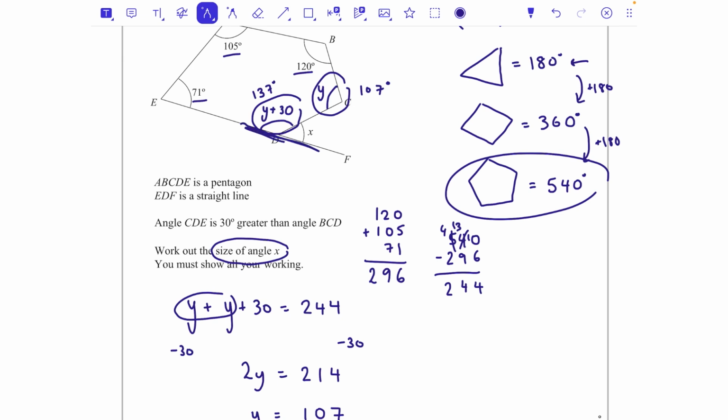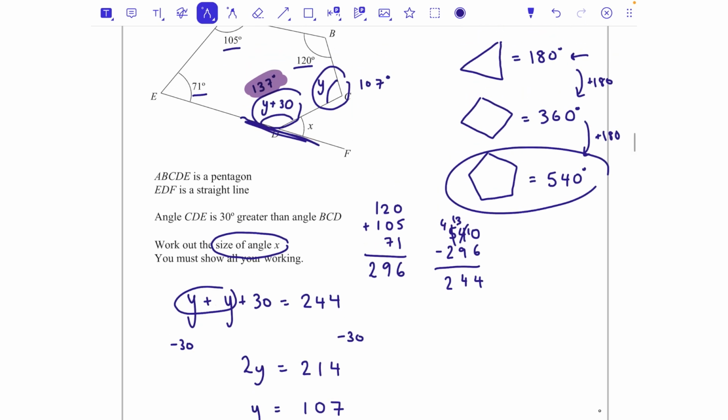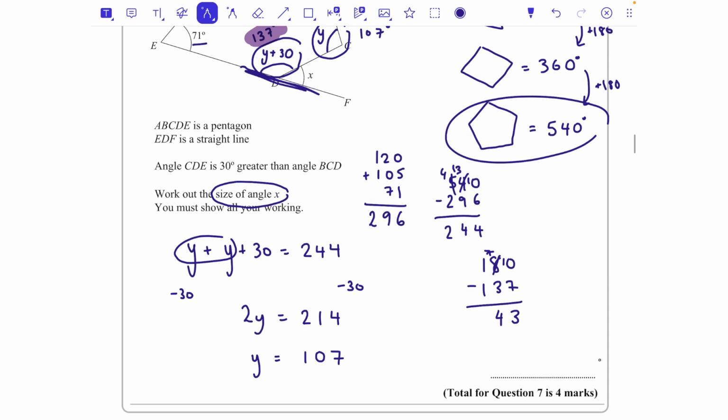Now we're being asked to show what the size of angle X is, and angle X is on a straight line with this angle here. So I now know that those two angles will add together to make 180. So 180, take away 137, again, more on the floor, let's borrow from next door. 10 take 7 is 3, 7 take 3 is 4, and 1 take 1 is nothing. So your final answer there is 43 degrees for the size of that angle there, angle X.